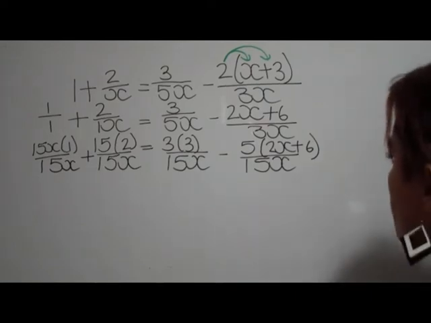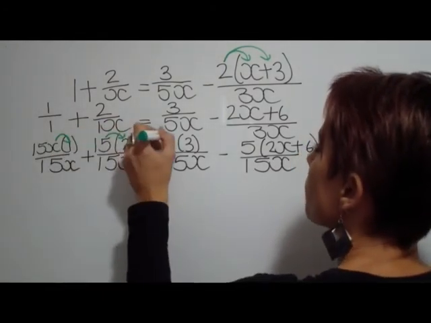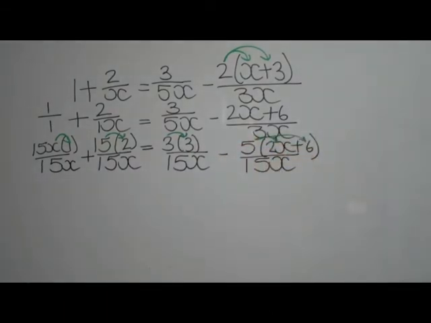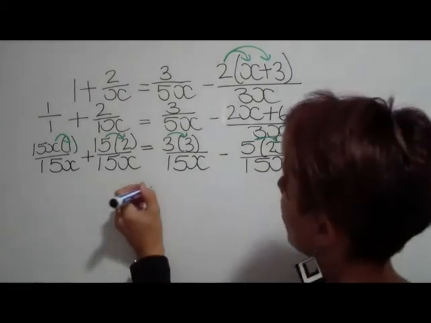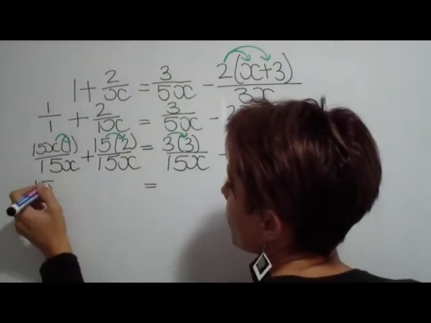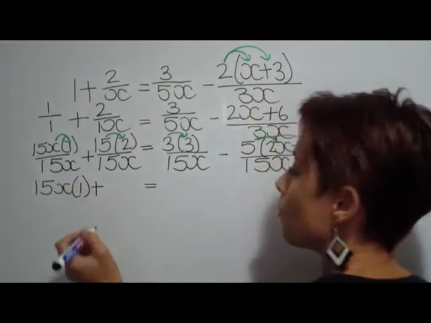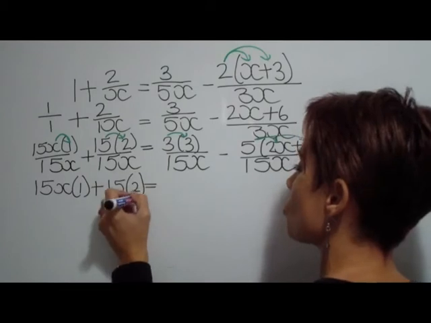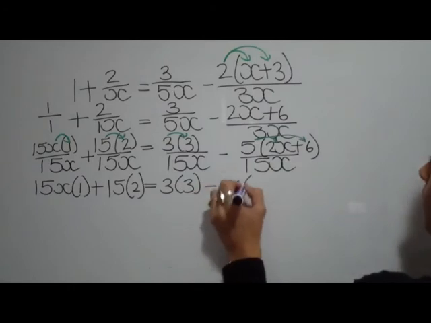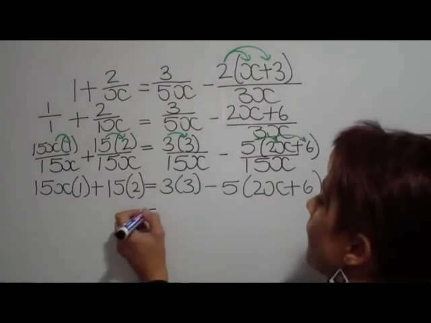Whew. Okay, guys, we're almost there. Nou sê ek, dit moet ingemaal word. And guys, this 5 must be times by everything in the bracket. Okay, so now I just rewrite everything. 15x will be times by 1, plus 15 will be times by 2, en dit is gelyk aan 3 maal met 3 minus 5 hakie 2x plus 6. Denominators fall away. Beautiful. Nou gaan ek begin inmaal.